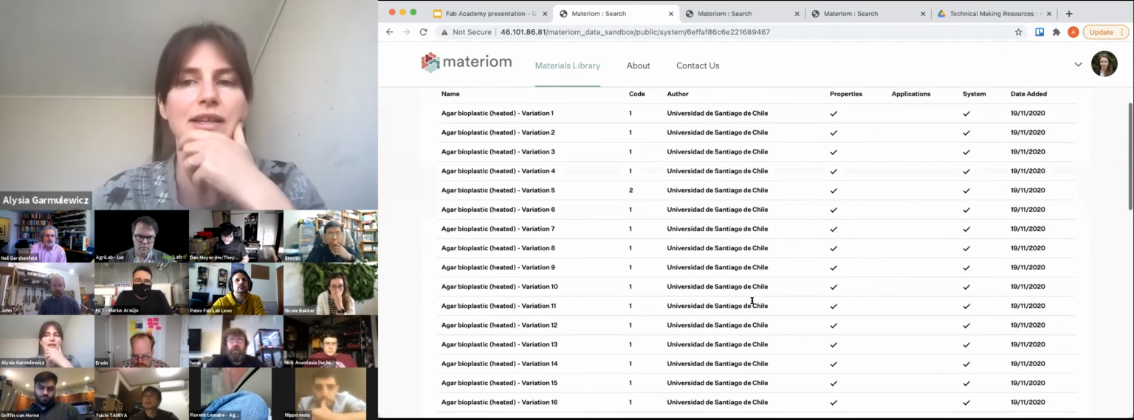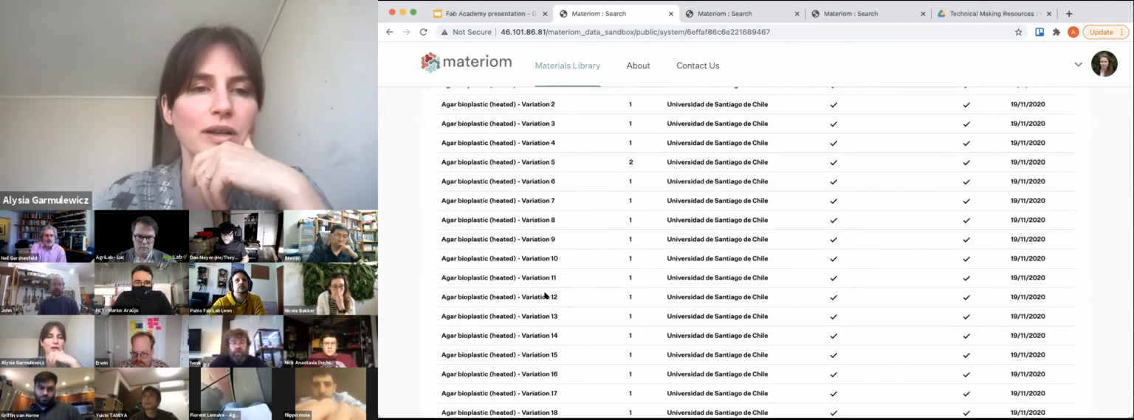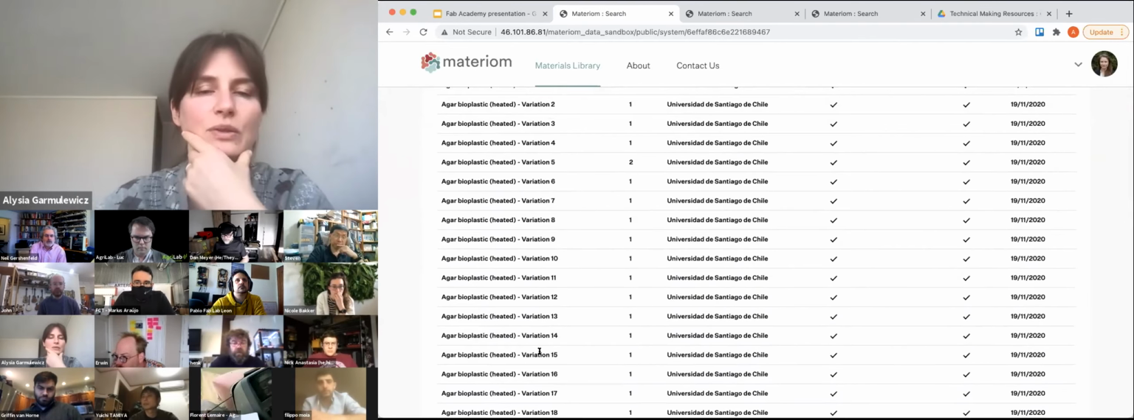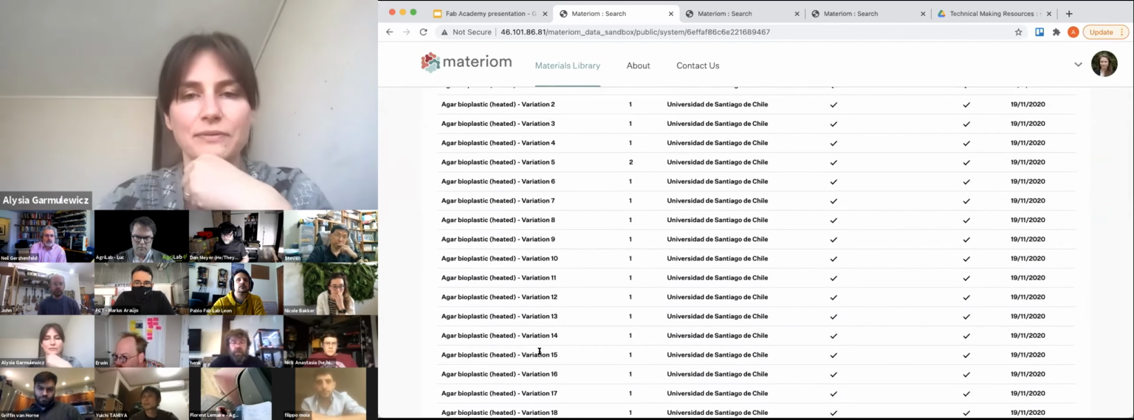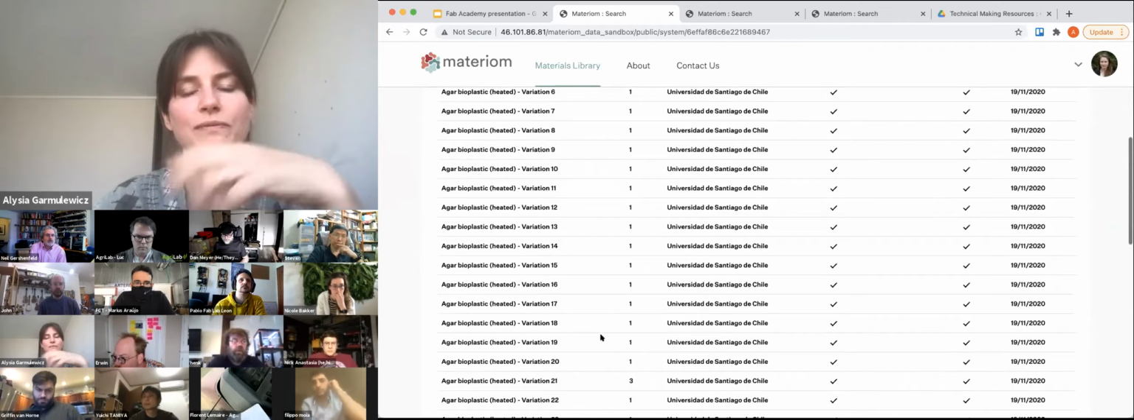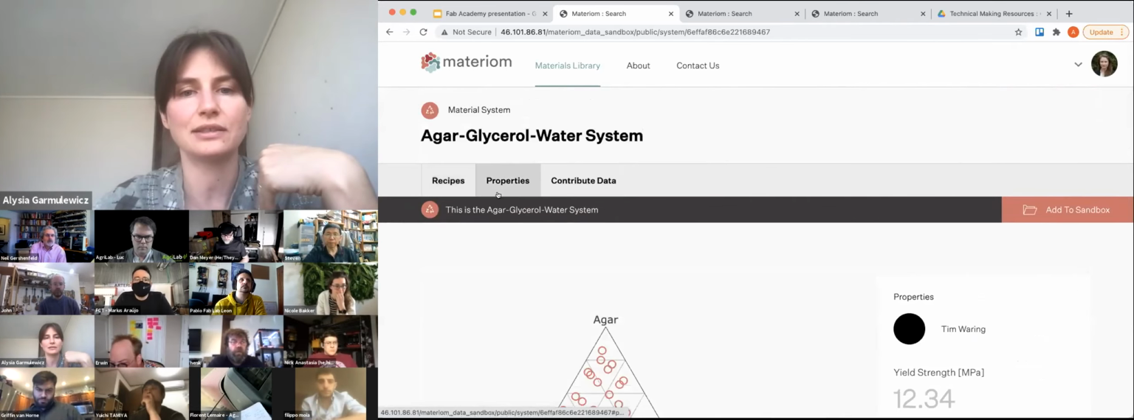This is a real data set that we've developed in Santiago. These are variations on one material recipe. So this is an agar bioplastic. Agar is from red seaweed. It's a kind of bioplastic film that you can use for numerous types of packaging. And we varied systematically the ingredient components so that you could get different properties.